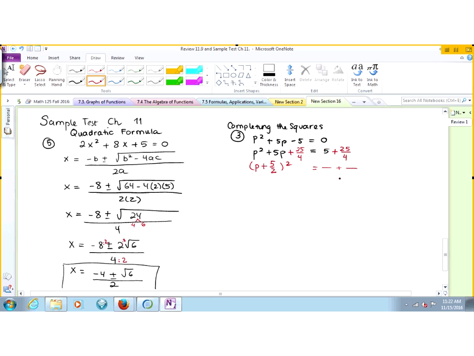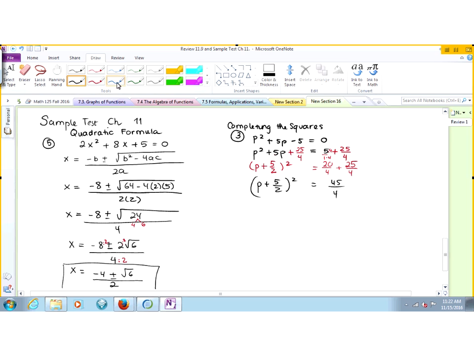Can we find the LCD? What is the LCD? 4? Okay. So this is times 4, this is times 4. 5 times 4 is 20. This is 25. Yes. So P plus 5 over 2 squared is equal to 45 over 4.